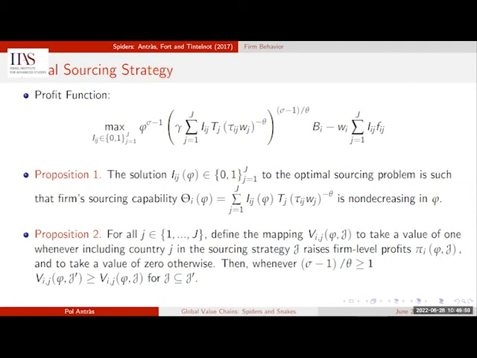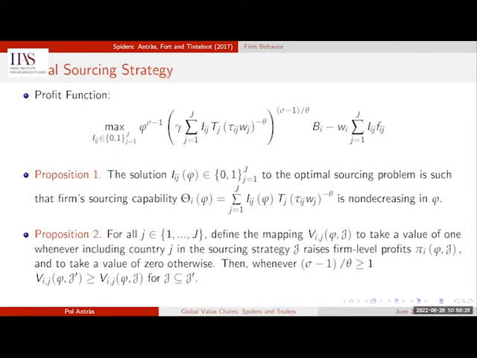And let me just tell you how the algorithm works. You can read more details in the paper. But suppose I'm a firm and I'm trying to figure out what's my optimal sourcing strategy. I have 65 countries. So in principle, I would need to optimize over 2^65 combinations. But suppose I have complementarity, okay, sigma minus one is higher than theta. So suppose I do this.